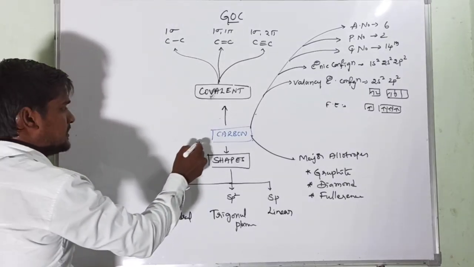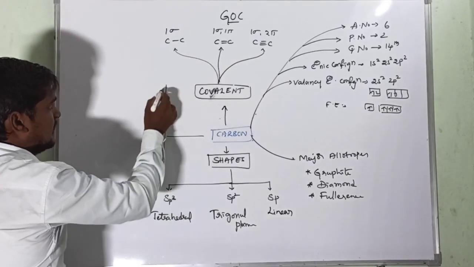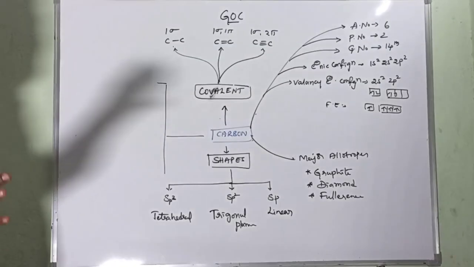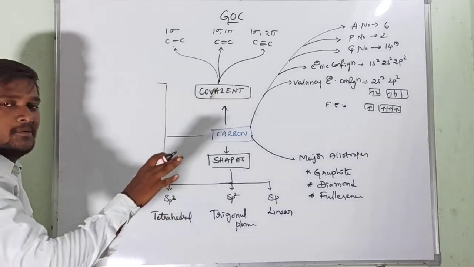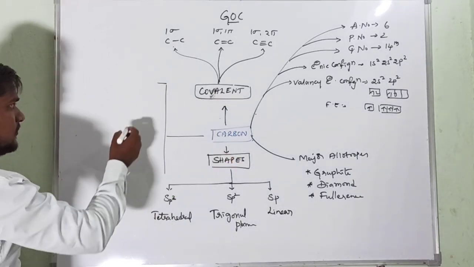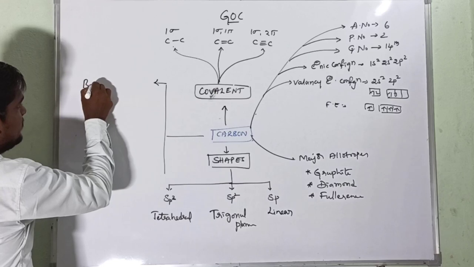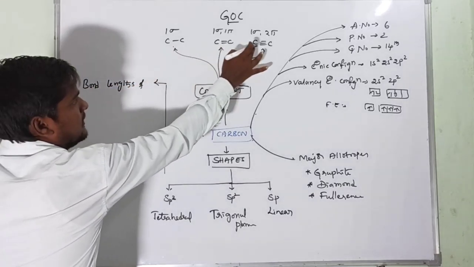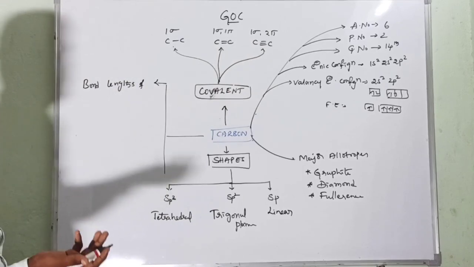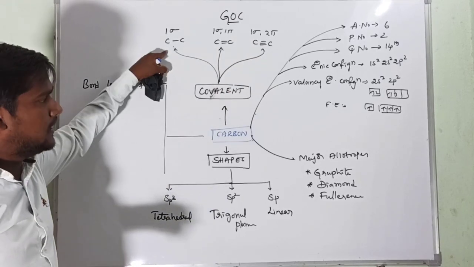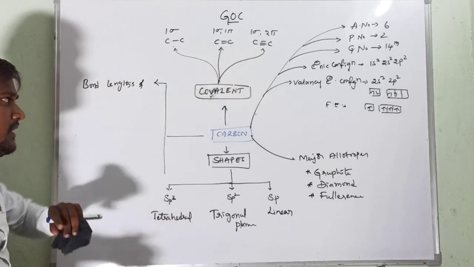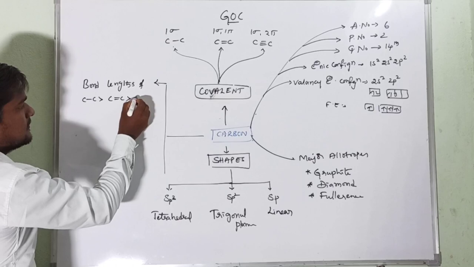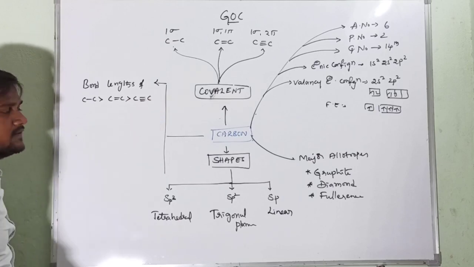Now again, carbon has different types of hydrocarbons. Here it is called alkane. So alkane is part of the chapter for basic level students. Now the bond lengths of these three types of organic compounds, that is simply hydrocarbons, alkane and so on: C single bond C is greater than C double bond C, which is greater than C triple bond C.